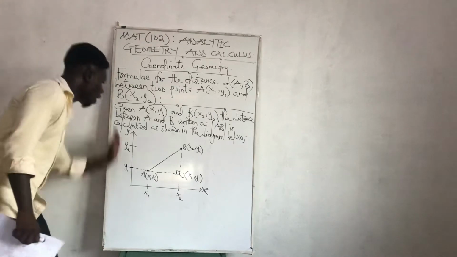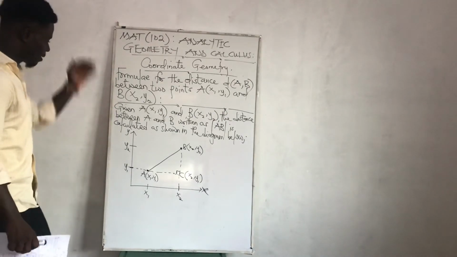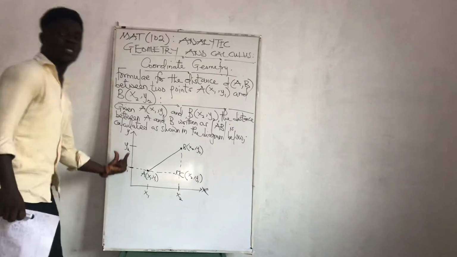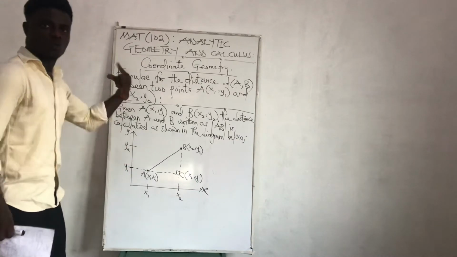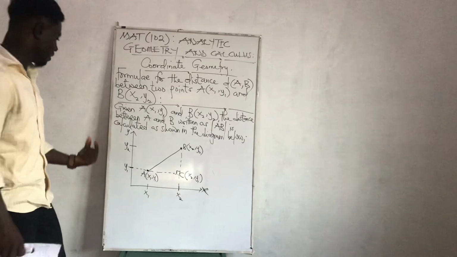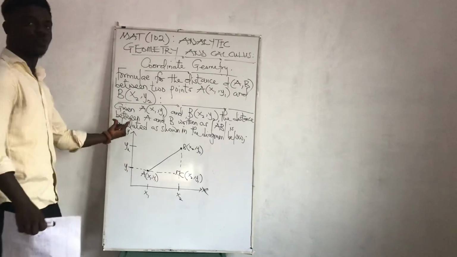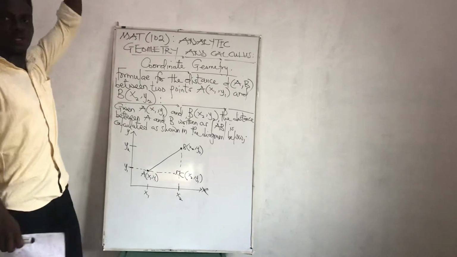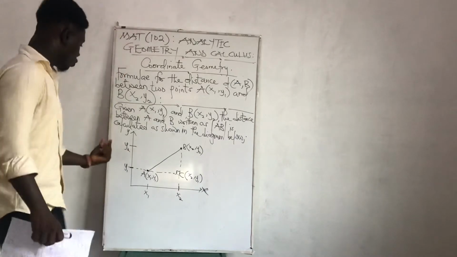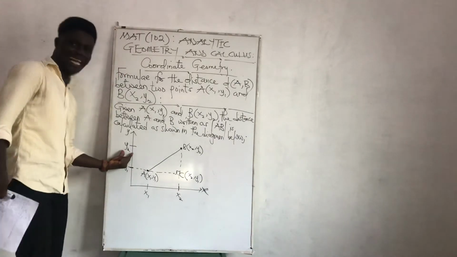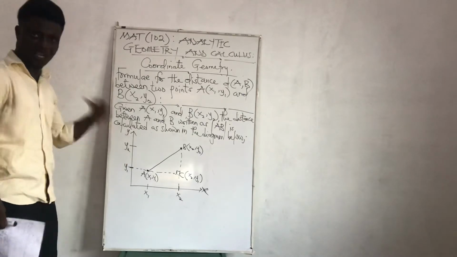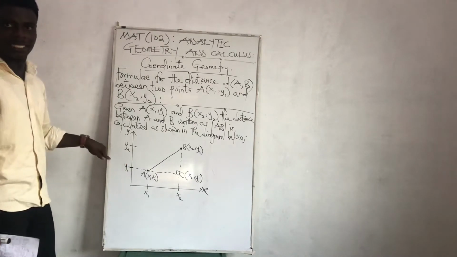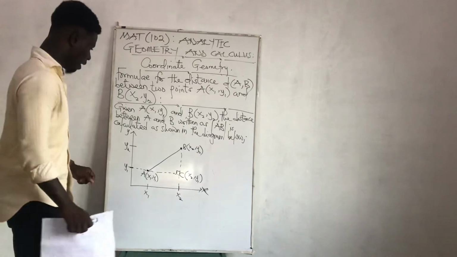Likewise, when we come to the y-axis, when it is moving upwards, that means the y values are increasing, right? So we have y1, then it moves to y2, then y3, then y4. It moves like that. So it means that y1 is less than y2. So that means that y2 will definitely be greater than y1.